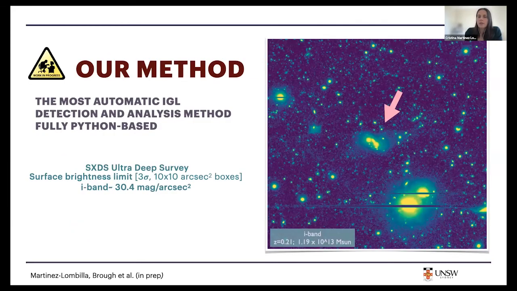Here you have the reduced image of one of our groups of galaxies. We have developed a method to detect and analyze the IGL in the most automatic way to date. It is fully Python-based, so it is very modular and flexible, easy to adapt to different surveys and to galaxy samples, which is great, especially when talking about low surface brightness features. And this method allows us to reach a surface brightness limit of more than 30 magnitudes per square arcsecond in the I band, which is great, and it is equivalent to the LSST 10-year depth.